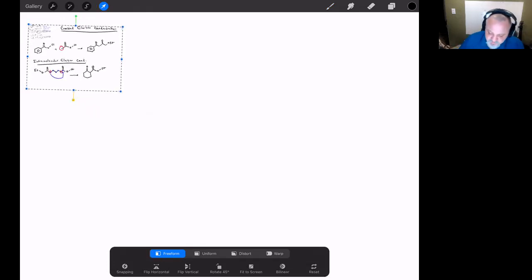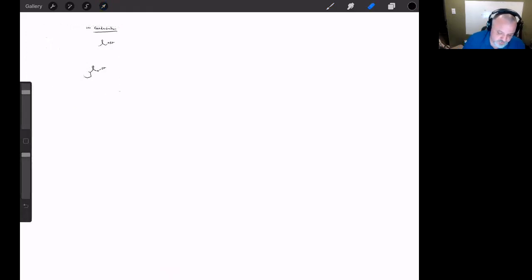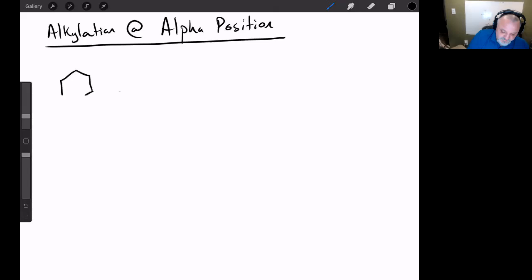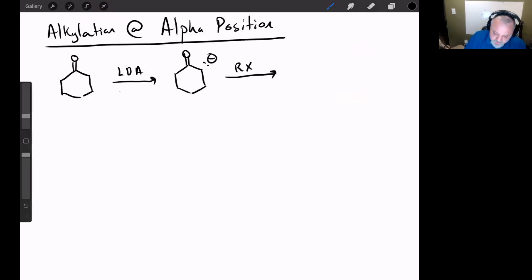Okay, all right. Let's get into something that's just a little bit different. Let's talk about alkylation at the alpha position. If I take something like this and I react it with LDA, then I will irreversibly form an enolate ion. And then if I react that with RX, then in an SN2 style reaction, that lone pair will react with that partially positive carbon of the alkyl halide, and it will do a substitution.